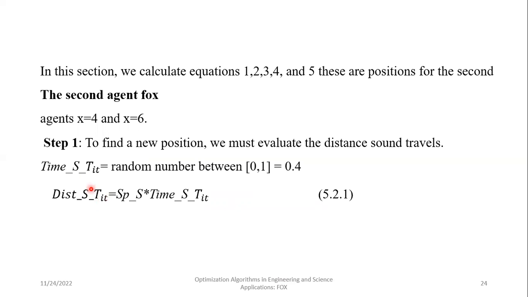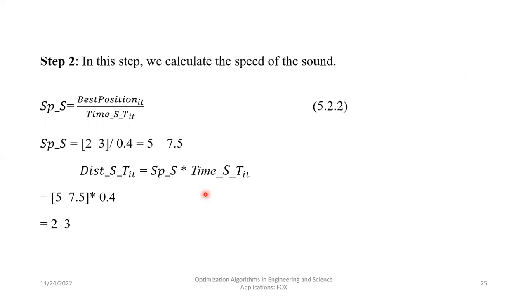For the second fox, we do the same. These are the positions. We try to find time sound travel, and we give time sound travel a random number between 0 and 1. Earlier we took, I think, 0.5. Now we change it to 0.4. For each fox it can be different, or you can have the same, no problem, but it's only for learning. Distance sound travel, again, is speed sound travel times time sound travel.